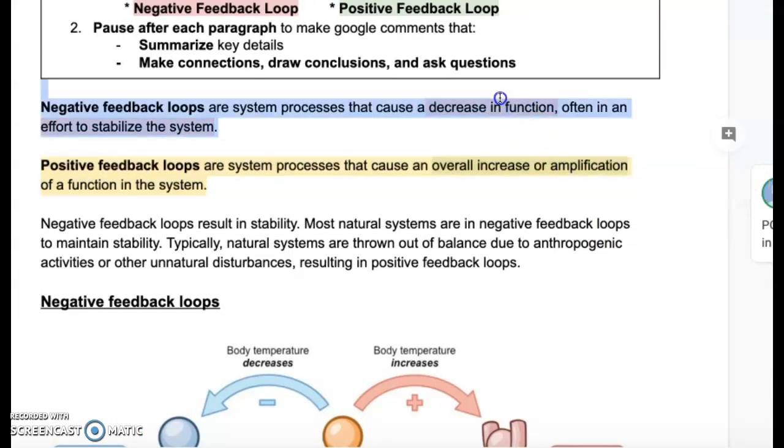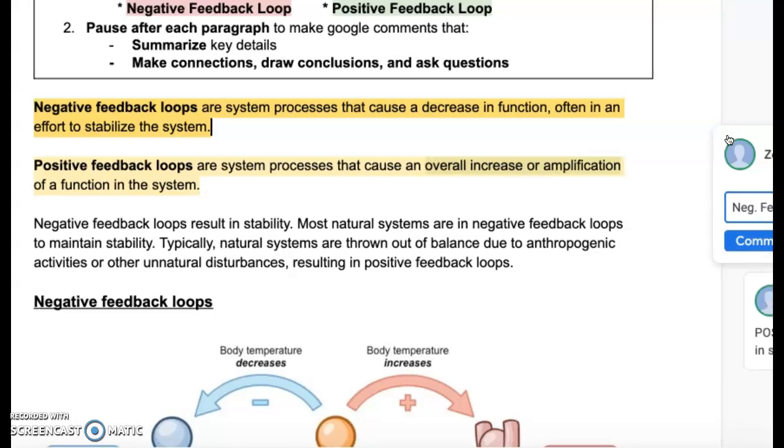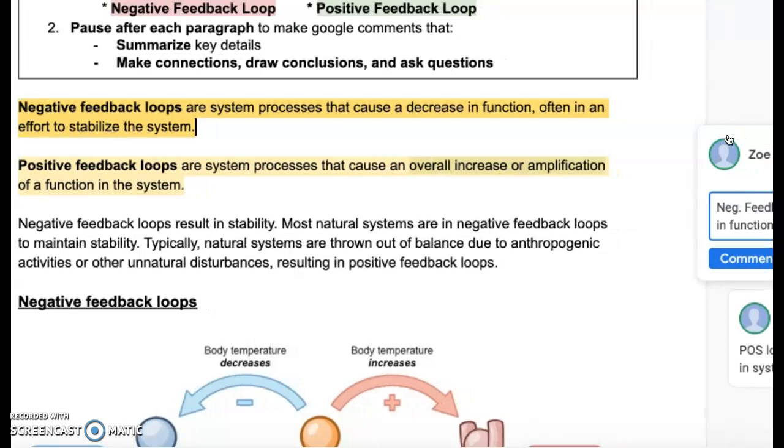I'm going to go back and do the same for negative feedback loops. Cause decrease in function. Goal equals stabilize system. All right.